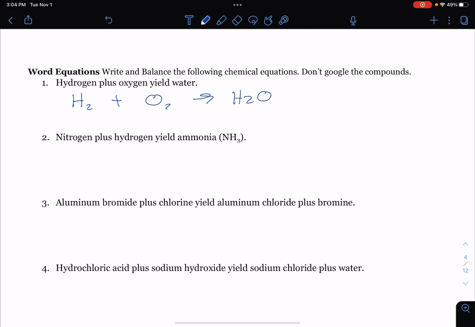So we put subscripts 2 here, then we can balance by adding the coefficients there. And that is our last example for today.